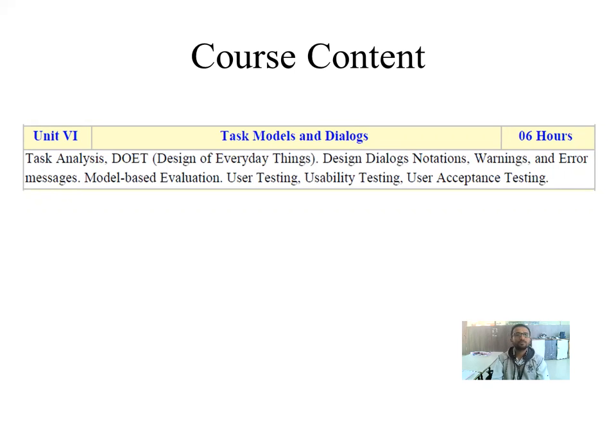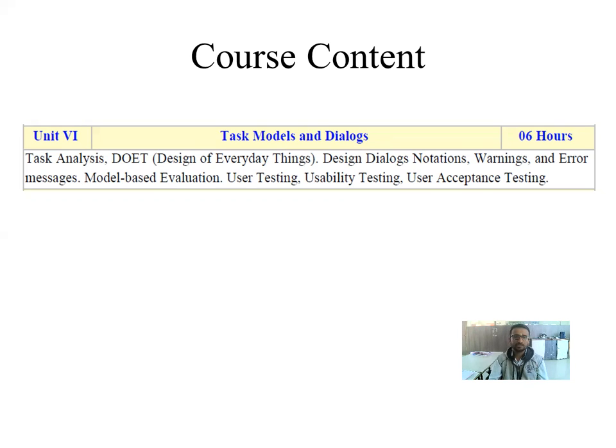And in the last unit, we are going to have the introduction to task models and dialogue. Under this, we are going to have the task analysis. Then the introduction to the design of everyday things. Then we are also going to discuss design dialogue notations, warnings and errors and error messages. Right? Then model-based evaluation, again, we are going to discuss in this sixth unit. Then we are also going to have user testing, usability testing, and user acceptance testing.